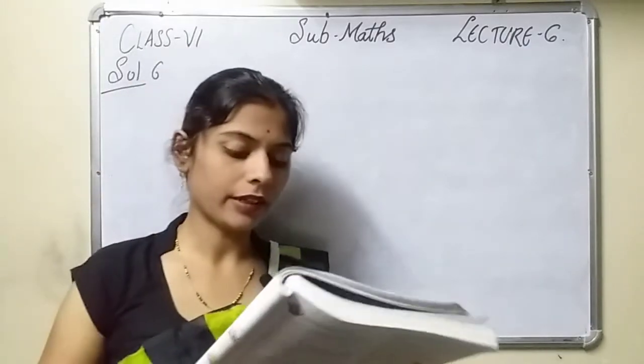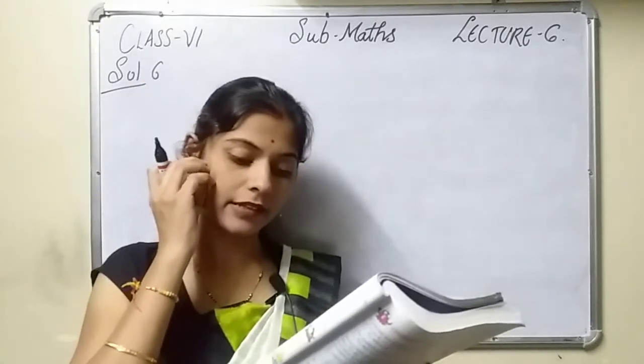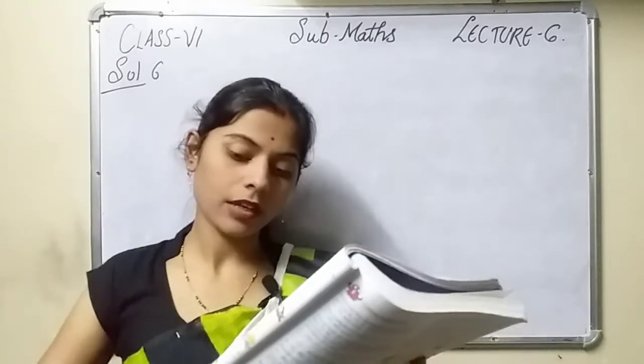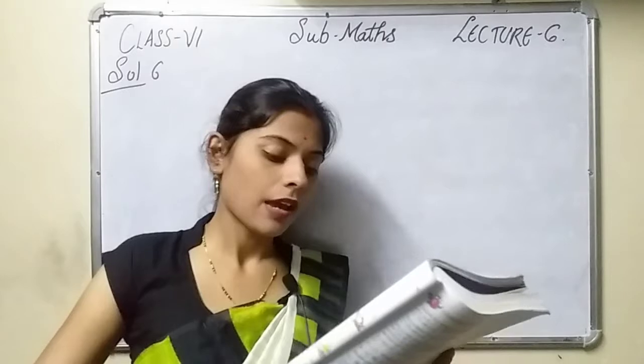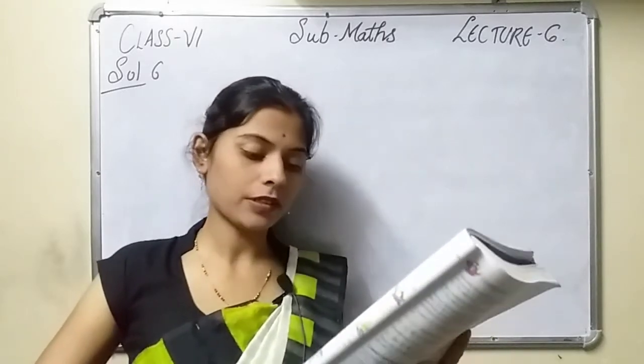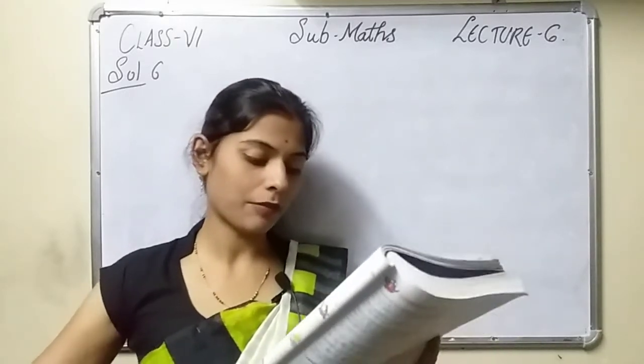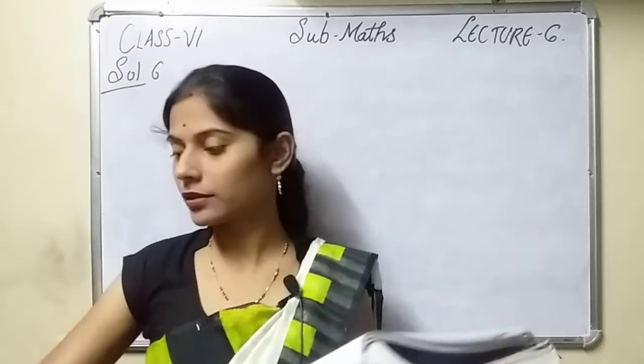Swami packed 288 oranges and 624 apples in boxes. He packed oranges and apples in separate boxes. If he put an equal number of fruits in each box, find the maximum number of fruits he put in each box.